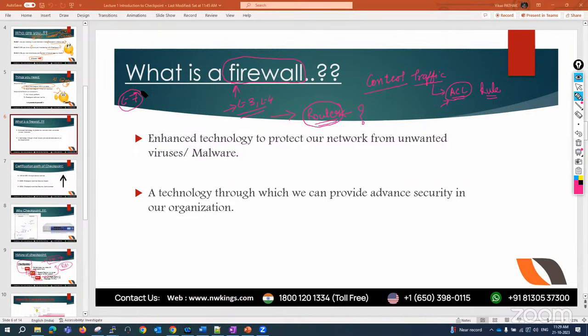Anything else? Okay. So the definition Pradeep has given was approximately 80% correct. And Pradeep has mentioned that indeed we can do the same operation which the firewall is doing from the router also, right? But the router is not meant for filtration of traffic. What is the core work of the router? The core work is to do the routing.